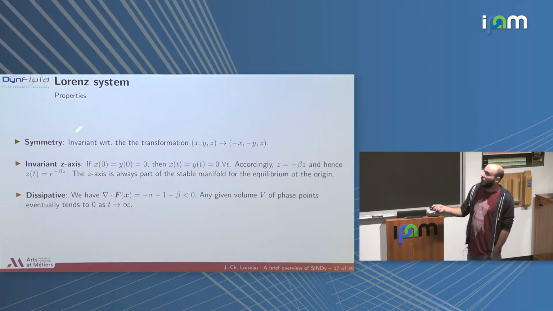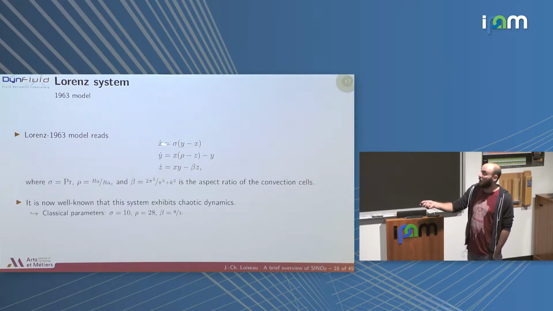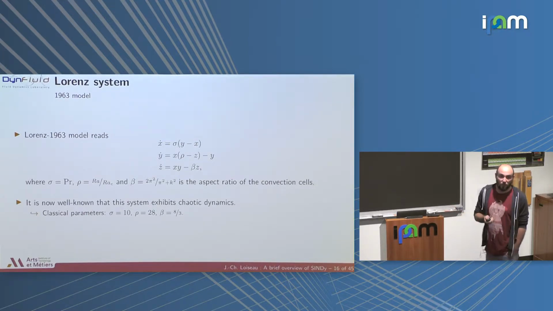The first one is that it's invariant with respect to the transformation (x, y, z) goes to (-x, -y, z). Right? So if I replace x and y by minus x and minus y, it doesn't change my equations. They're invariant.